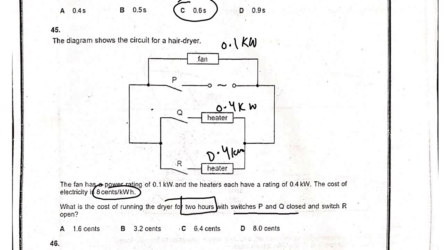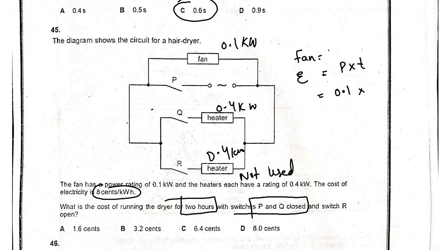P and Q are closed while R is open. If R is open, it means this heater is not used. If we close P and Q, then the fan and this first heater will work. So the energy of the fan in 2 hours will be equal to power multiplied by time. Power is 0.1 and the time is 2 hours. We will get 0.2 kilowatt hour.